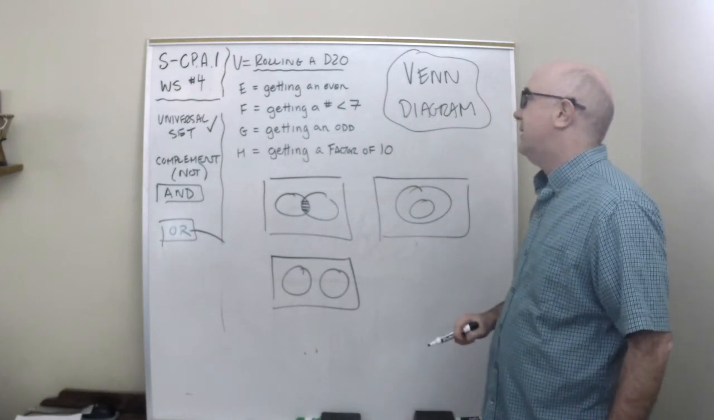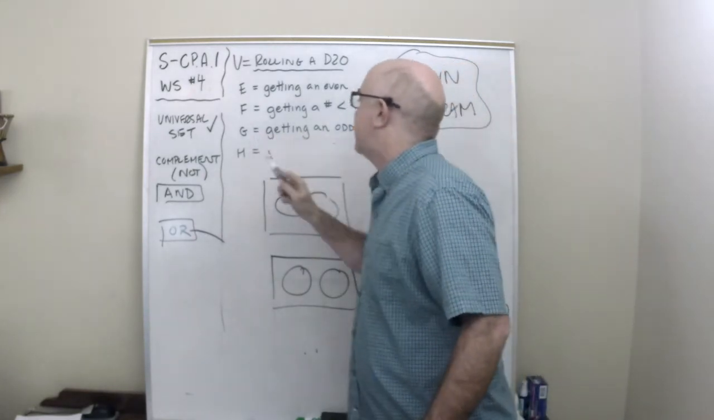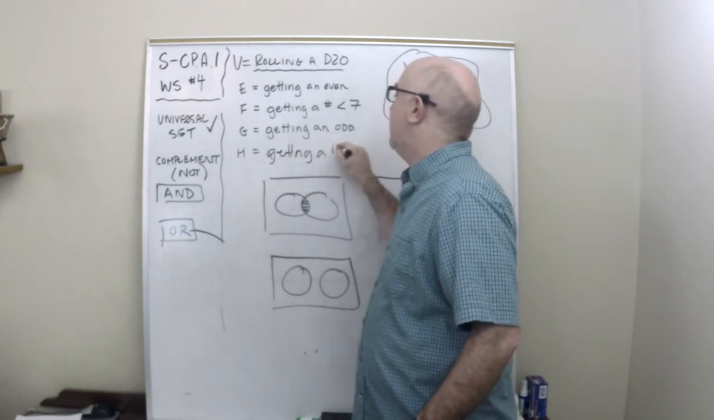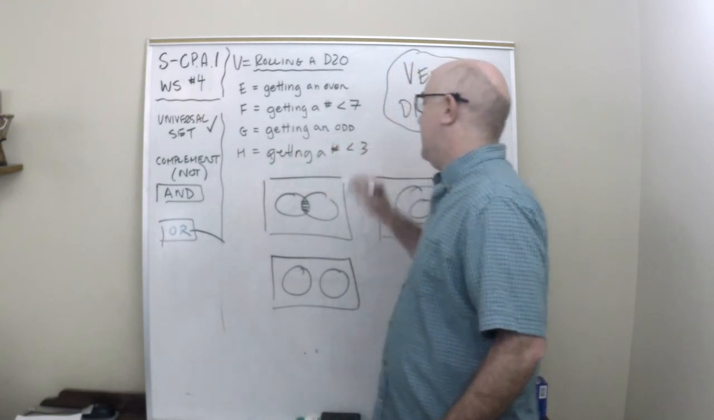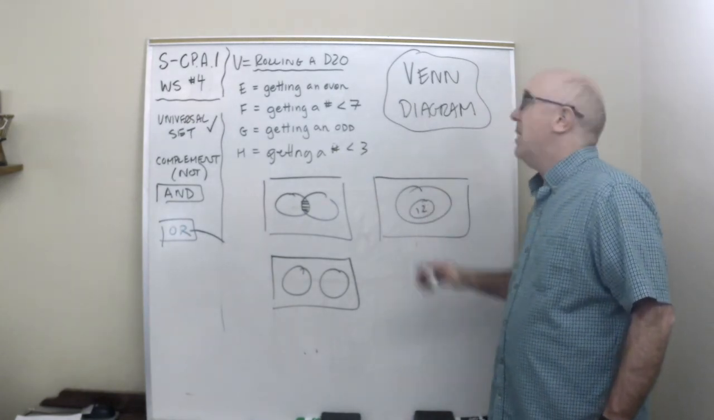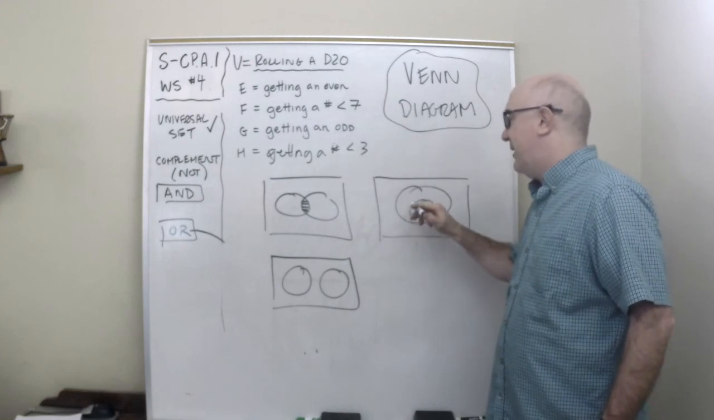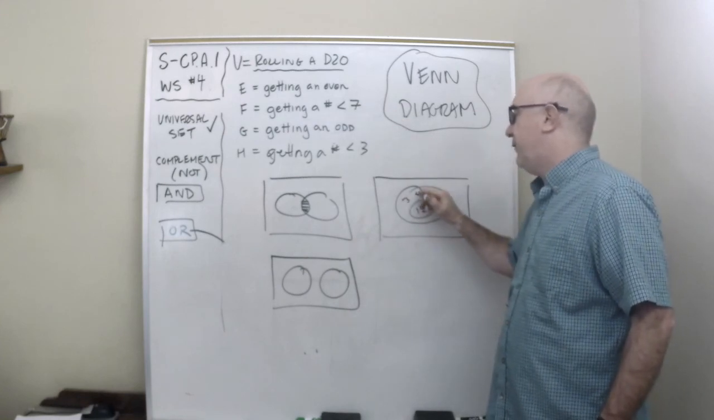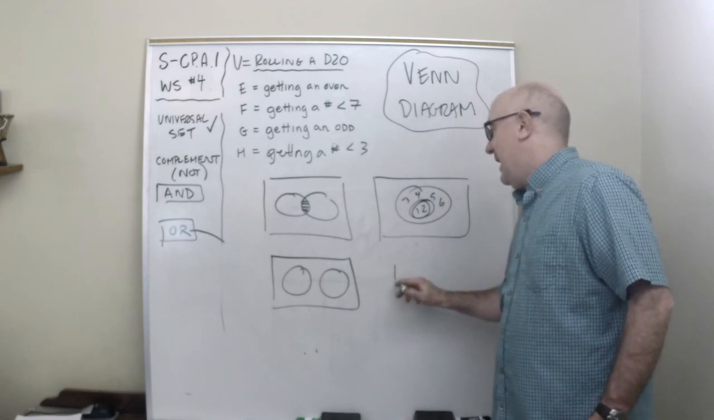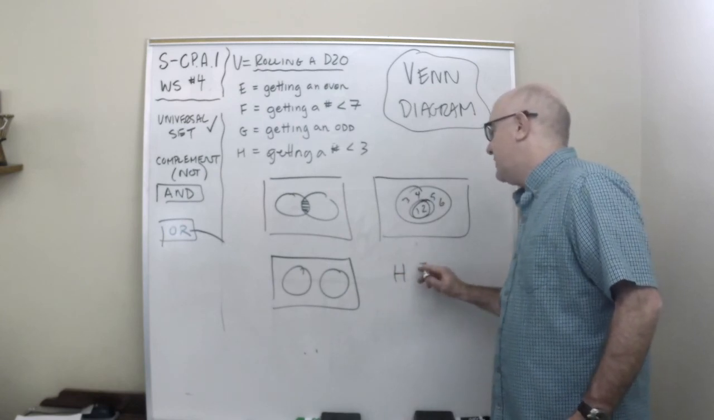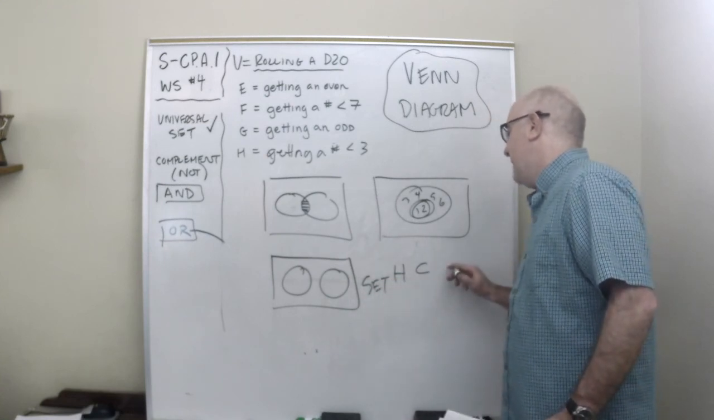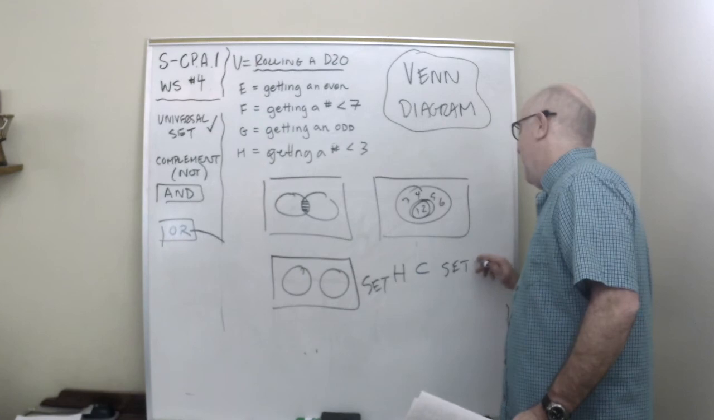So for instance, let's modify this. Let's say this is getting a number less than 3. Now, getting a number less than 3 is a 1 and a 2, but getting a number less than 7 is also 1, 2, 3, 4, 5, and a 6. This guy, let's see, H is a subset of set F.